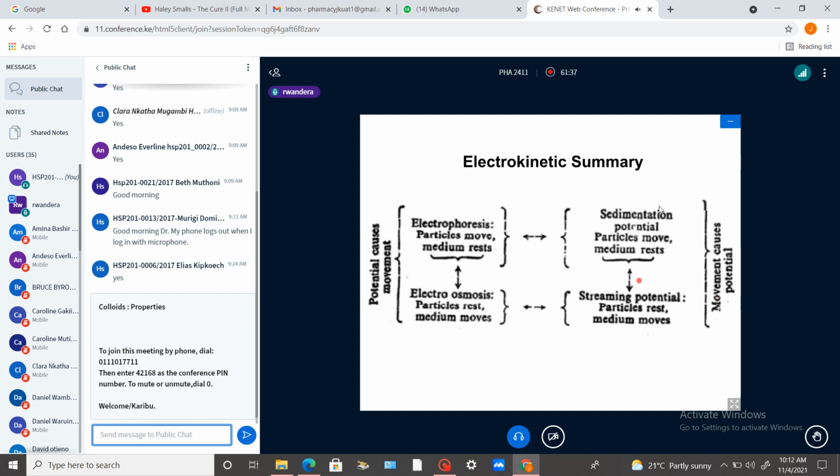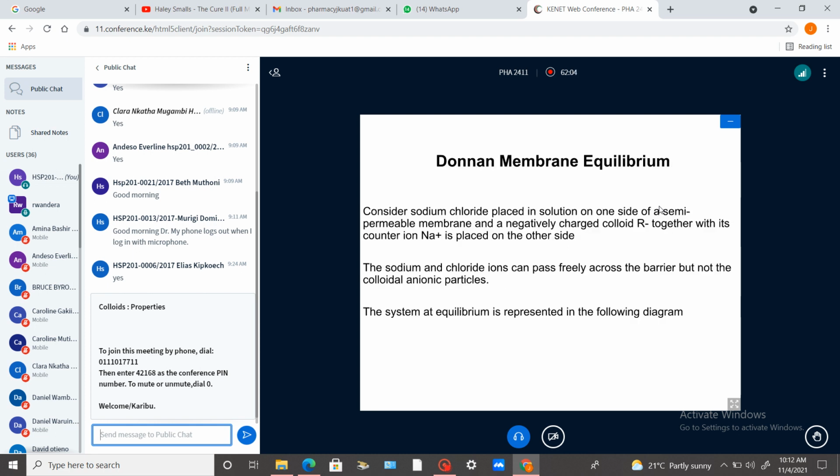So unless there is a question, I'd like us to look at the last bit of today's lecture, which is the Donnan membrane equilibrium effect. Any question, any concern from the class? Okay, now let's look at the Donnan membrane equilibrium effect.